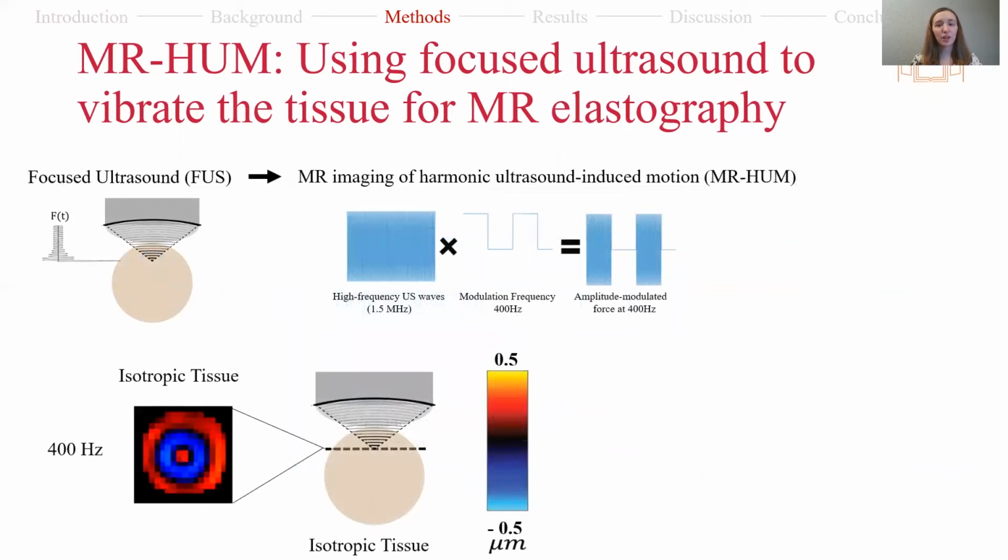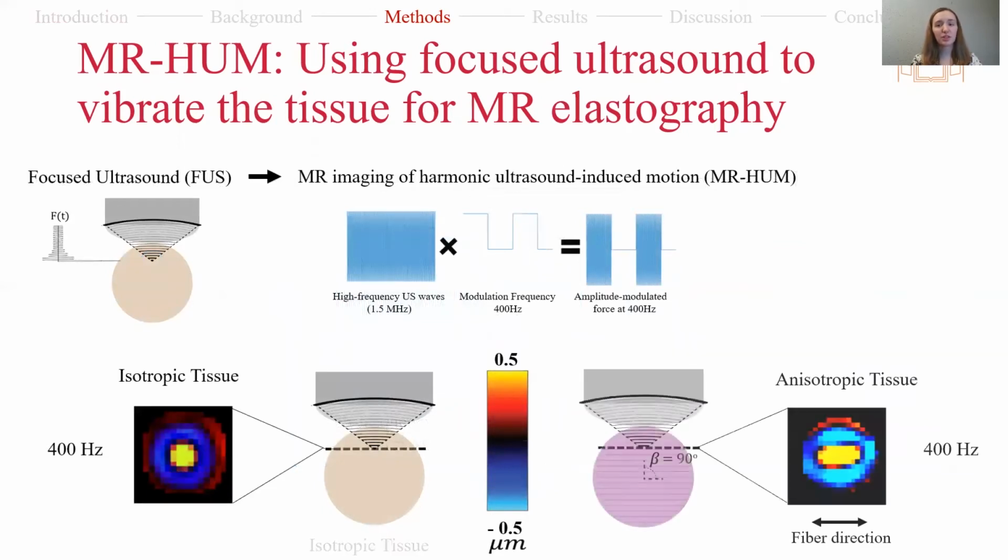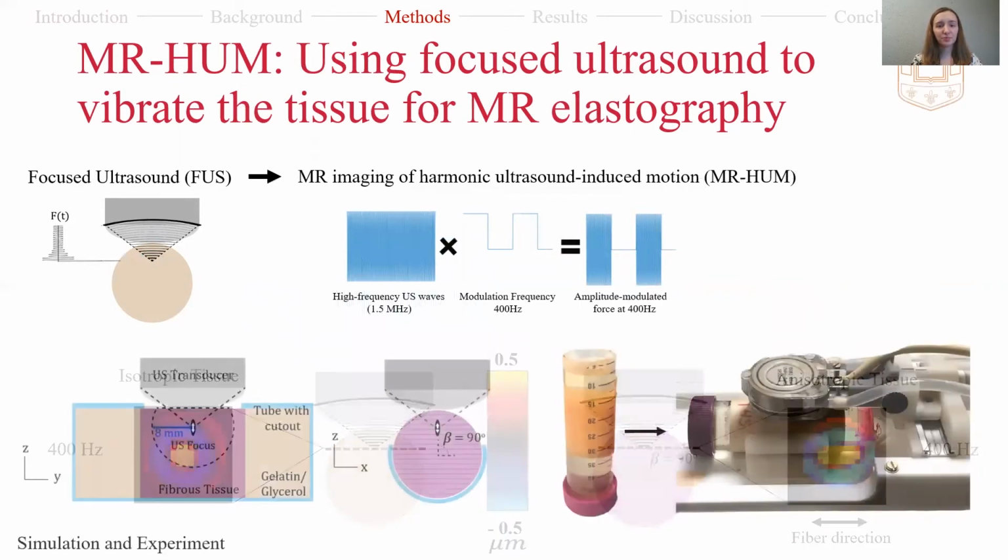Here we see the resulting harmonic displacements in an isotropic tissue. We can investigate anisotropy by looking at the shape of the resulting displacement wave. As you can see with an isotropic tissue, the displacement wave is circular. In a fibrous anisotropic tissue, the displacement wave is elliptical, with the semi-major axis along the tissue fiber direction.